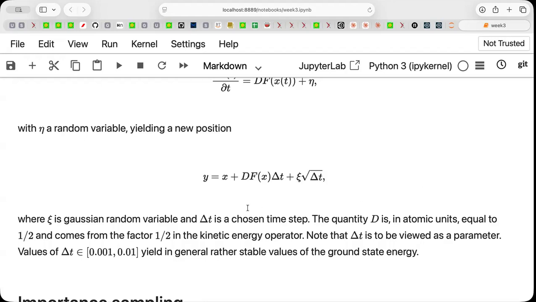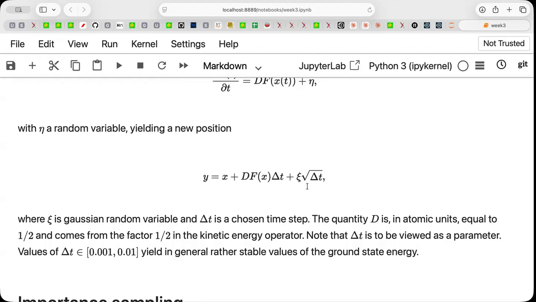So in our case, this f of x is going to be defined by the probability distribution, that means the wave function squared. And in the context of the Monte Carlo sampling, we often end up calling this f a quantum force.